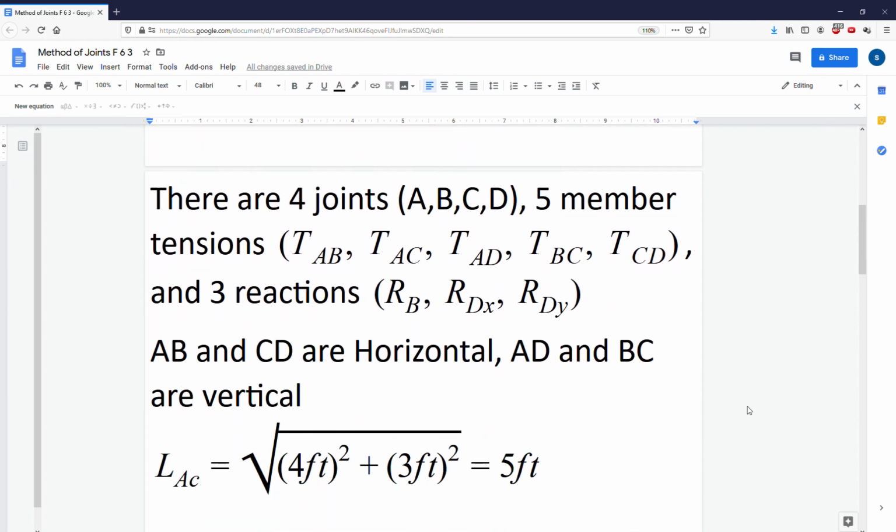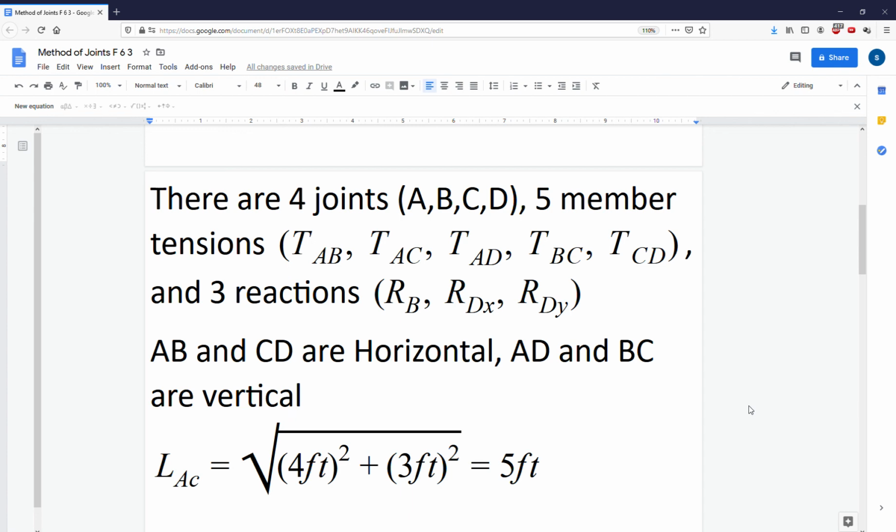The truss is composed of 4 joints, A, B, C, and D, and 5 members, member AB, member AC, member AD, member BC, and member CD. There are 3 reaction components. There is the roller reaction at B, which applies force purely in the y direction. And there is the pin reaction at D, which will have an x and a y component. There are also 2 loading forces at A and C.